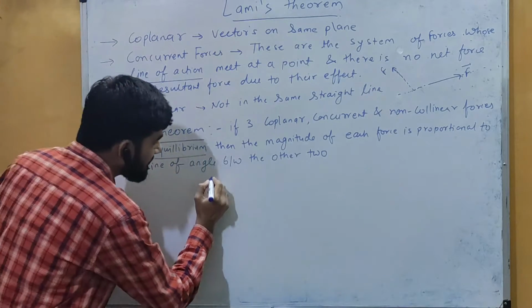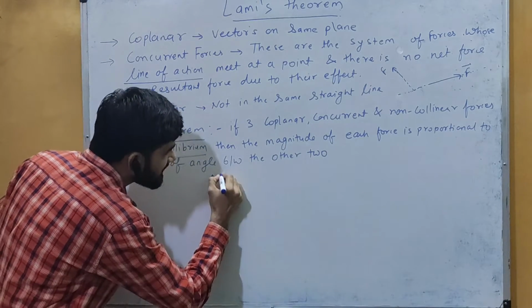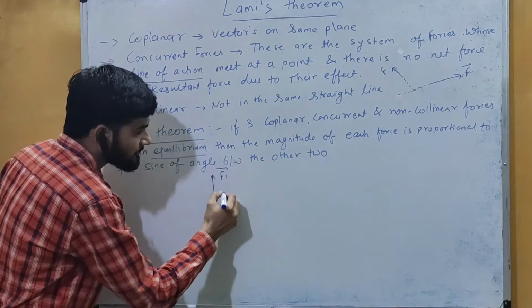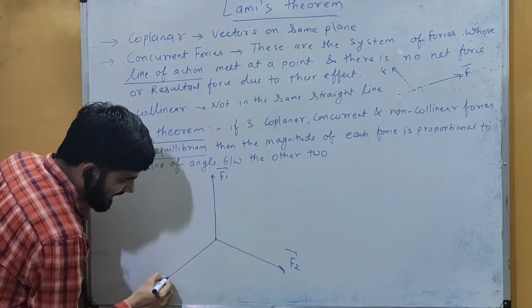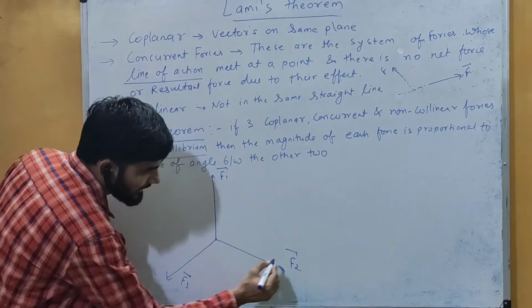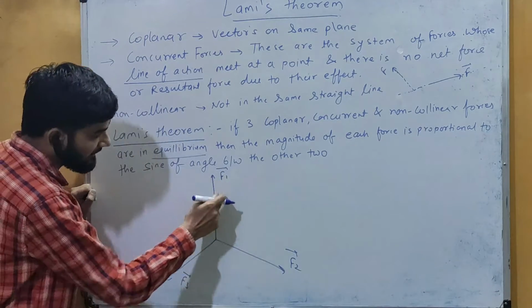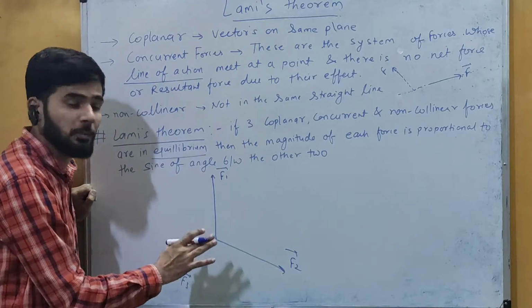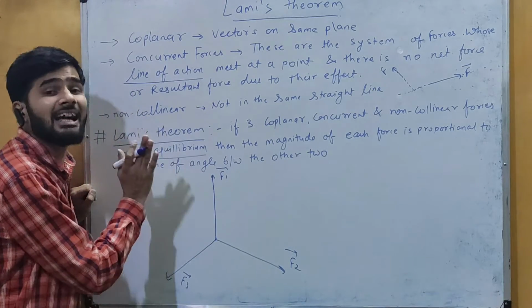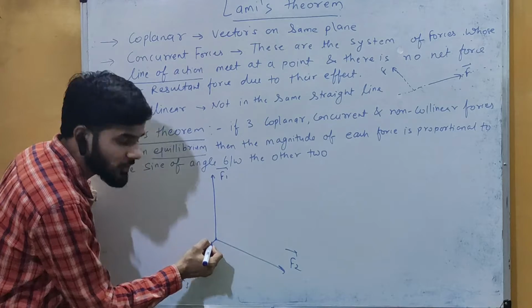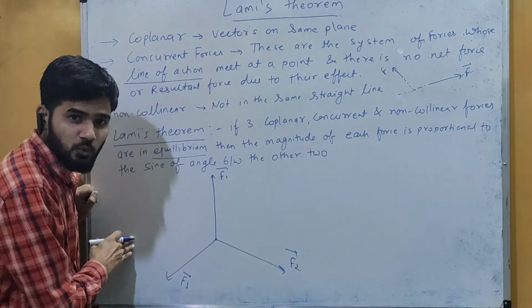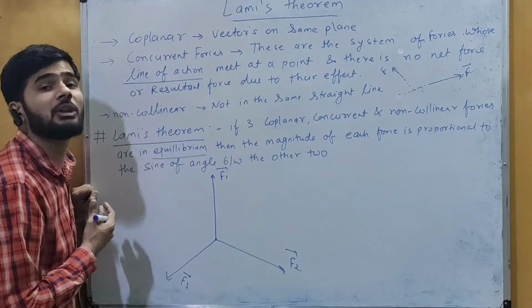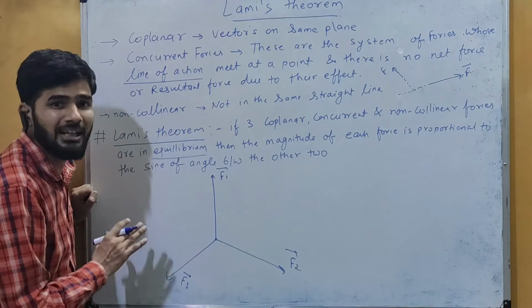How is this? For example, here I have a force F1, another force F2, and another force F3. Now I have three different forces. These three are coplanar, in the same plane. These are concurrent, meaning the lines of action of all three meet at a point, and the resultant is equal to zero, and these are also non-collinear, meaning all three are not in a straight line.